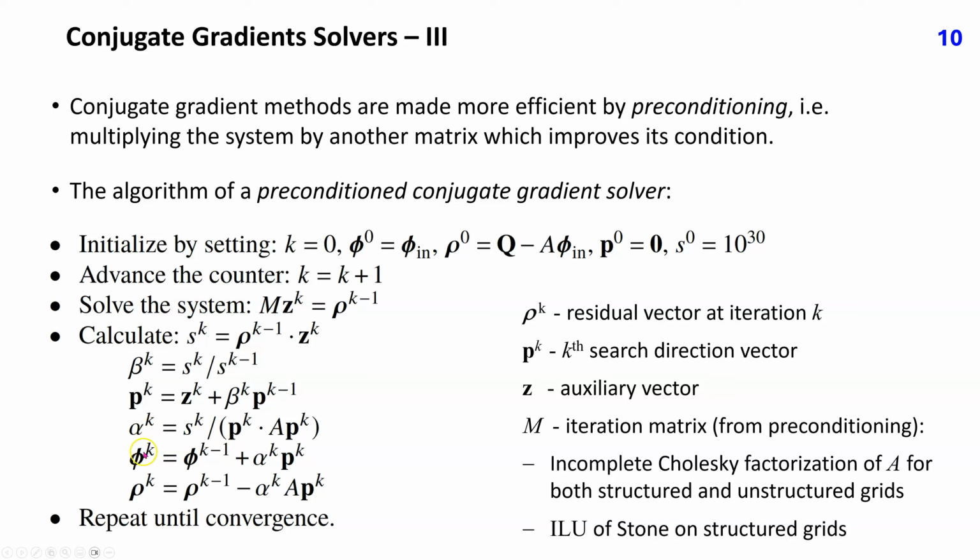Finally, the solution vector is updated by adding to the value from the previous iteration the product of search vector pk and alpha k. Then the new residual rho k is computed by adding to the residual from the previous iteration the product of A pk multiplied by alpha k. These steps are repeated until the residual norm falls below the specified threshold, assuming that iteration errors have fallen to a similar level relative to their initial values.